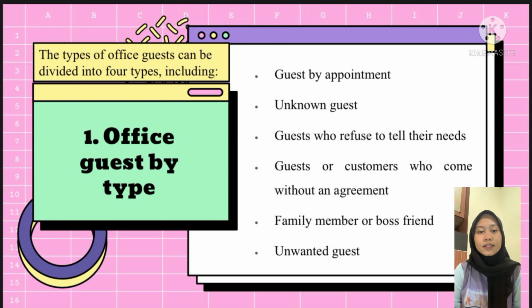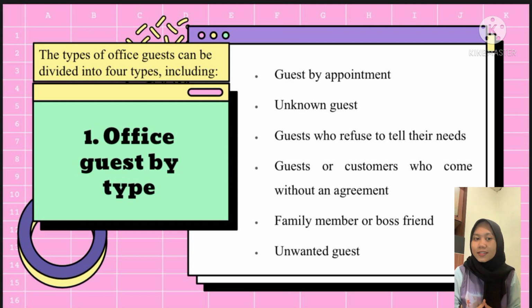Four, guests or customers who come without an agreement. If the person enters when the boss is in a meeting, greet them and say that the boss is in a meeting or with other guests. Five, family member or boss's friend. Stay friendly and polite to the guests and ask what they need. Also suggest they make an appointment in advance.